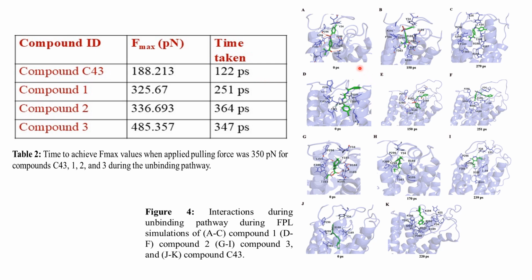Figure 4 shows the interactions during the unbinding pathway in the FPL simulations. For example, figure ABC shows the interactions of compound 1 at 0 picosecond, where the compound was in the fully bound state. It is showing 3 hydrogen bonds, whereas at 150 picosecond the number of hydrogen bonds decreased, and at 279 picosecond, the compound was not showing any hydrogen bonds or any non-bonded interactions when it had reached the fully solvated state. Similarly, the analysis was performed for all three compounds.